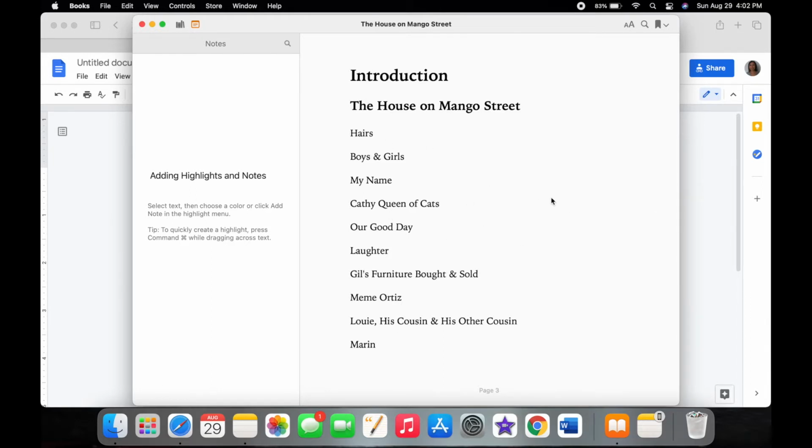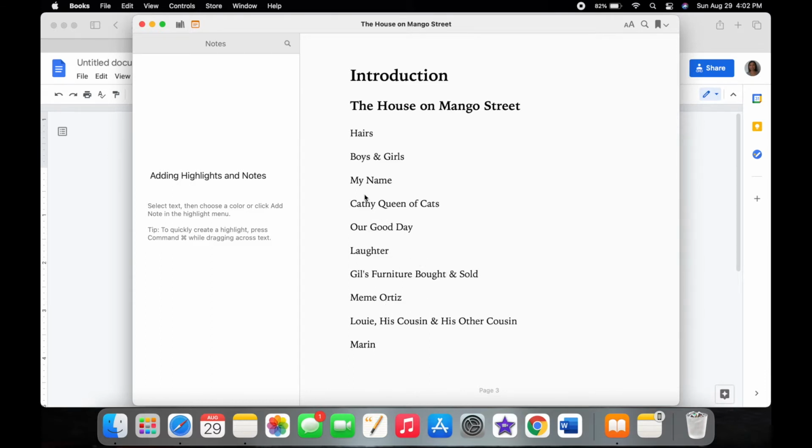Some books might have just chapter 1, chapter 2, chapter 3. However, this book does have names for each chapter. So that gives us a little bit of context, a little bit of a clue as to what the book might be about. So here we start with Hairs, Boys and Girls, My Name, Cathy, Queen of Cats, Our Good Day, Laughter, and so on and so forth.